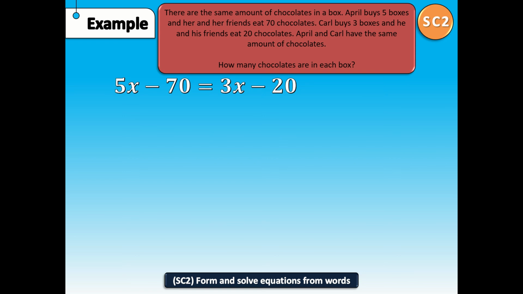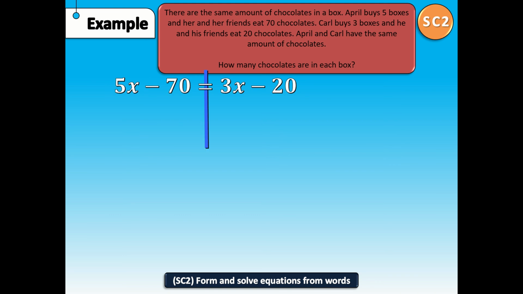So we form an equation and call the amount of chocolates in a box x. So April buys 5 boxes and eats 70, and Carl buys 3 boxes and eats 20. And now they both have the same amount of chocolates. So 5x minus 70 must equal 3x minus 20.